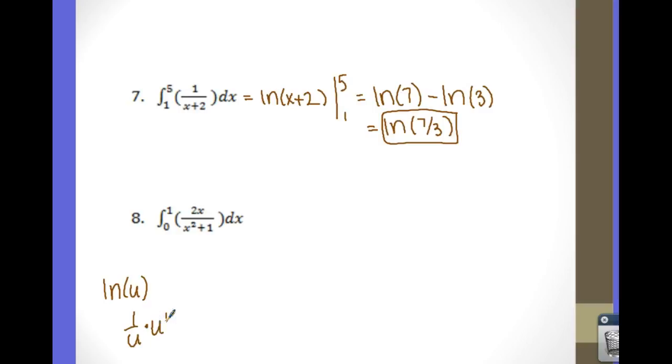Okay, so let's look at this. 1 over u and u prime. Because this is my u and this is my u prime, u prime is 2x. So it's ln of x squared plus 1, evaluated from 1 to 0.